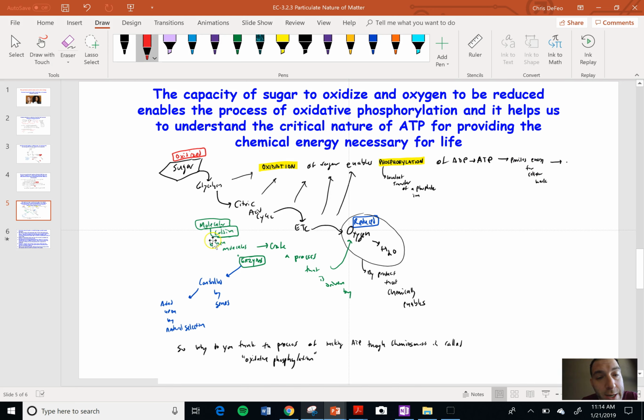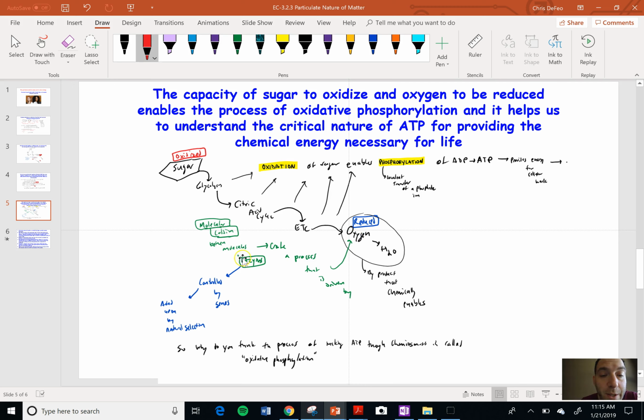If we look at the particulate nature of this, we can recognize that there are essentially molecular collisions taking place, certain patterns of molecular collisions. These patterns of molecular collisions is what we mean by a process. And this process is driven by the reduction of oxygen.